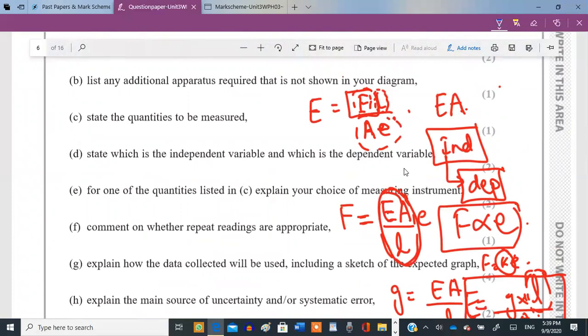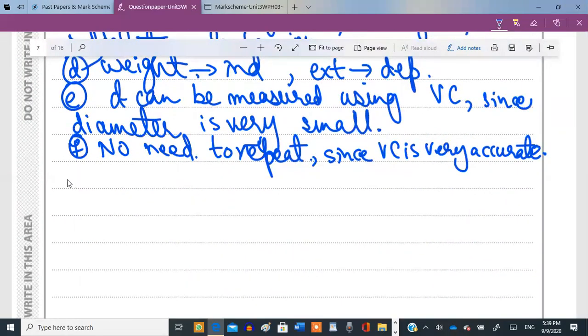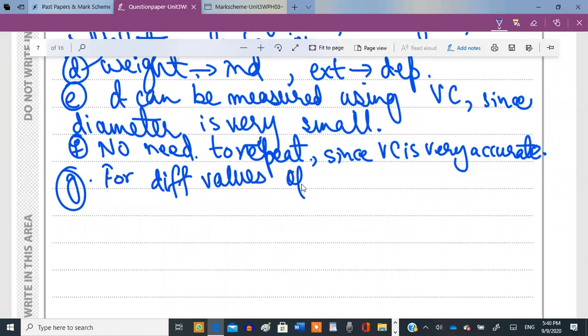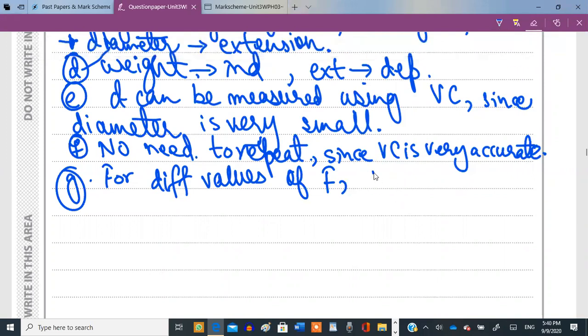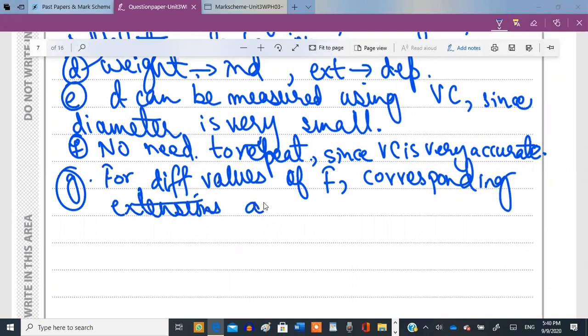And then the next one says, explain how the data collected will be used, including a sketch of the expected graph. Okay, what sketch would you use? After F, then comes G. So for different values of the force, the corresponding extensions are measured, and a graph of force against extension is drawn.